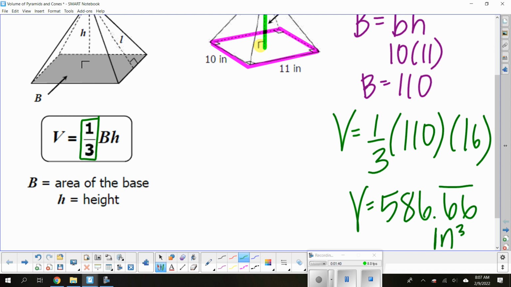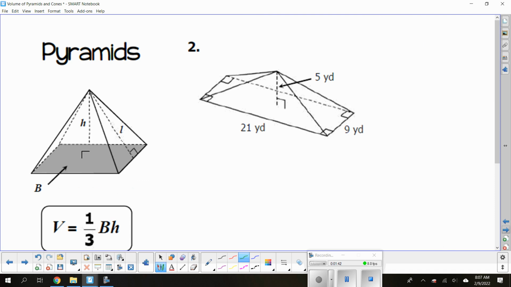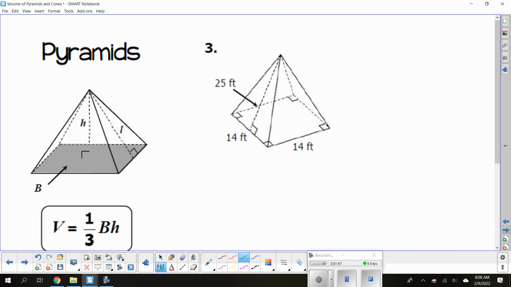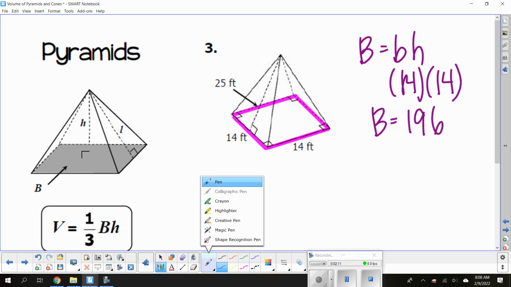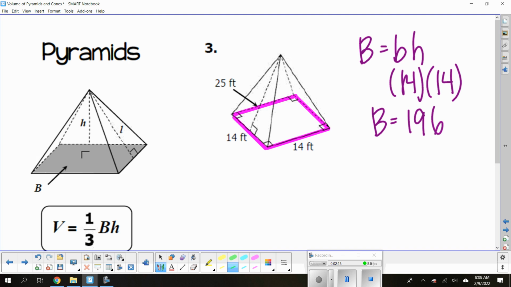Okay, so let's look at number 3. So on here, my base shape is going to be a square. So I can start by finding the area of my square. And that area is just going to be base times height. 14 times 14, which is 196.